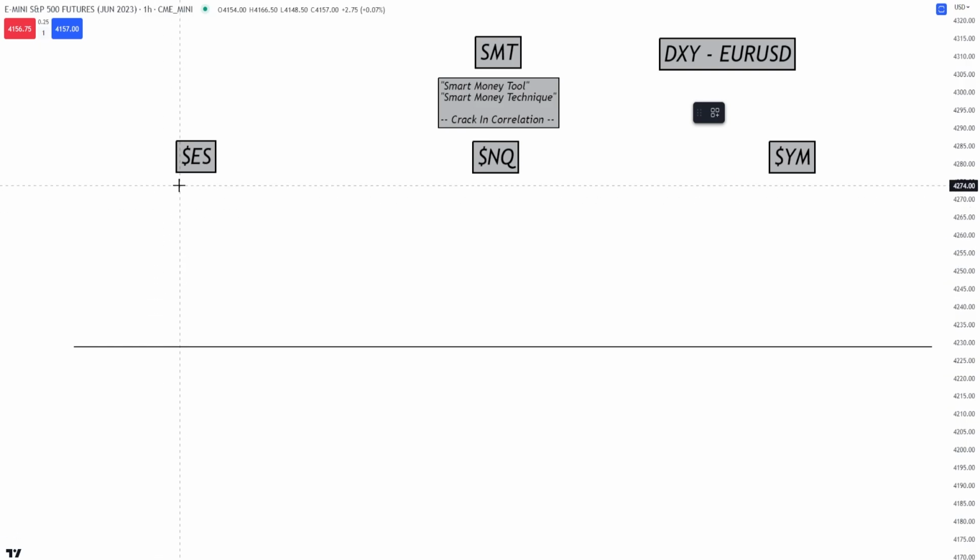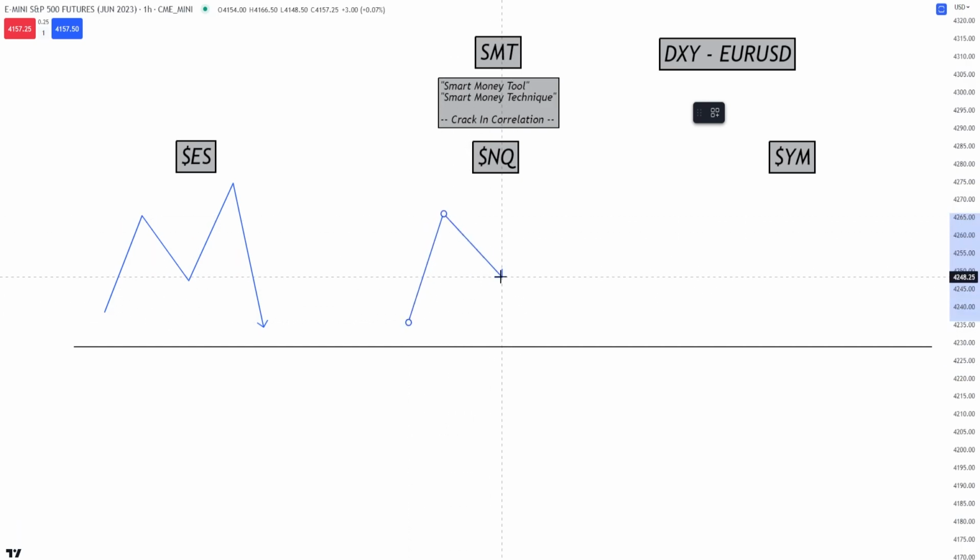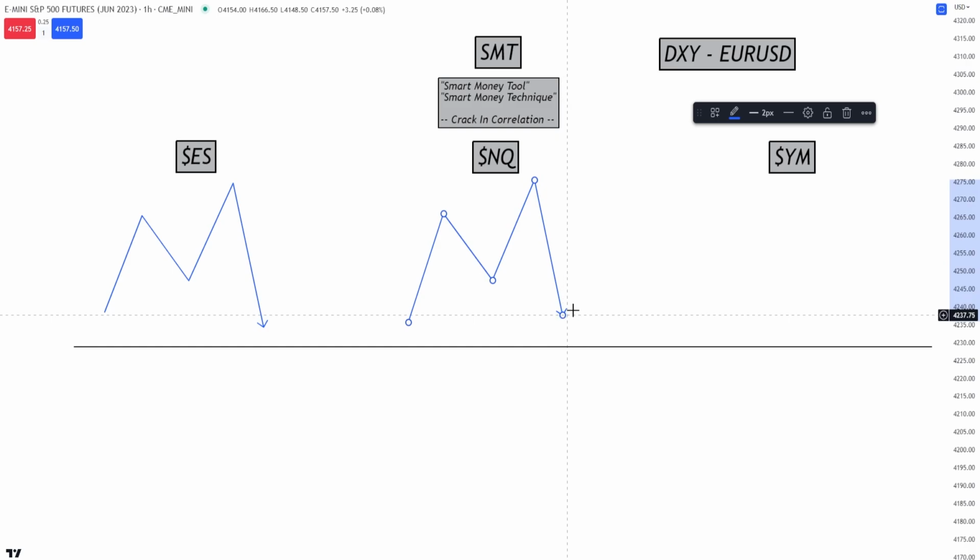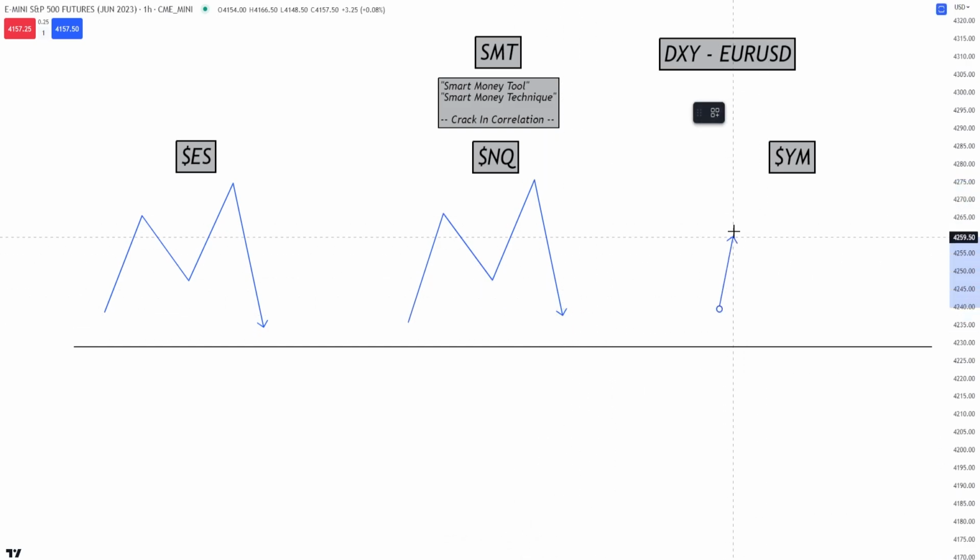So let's say we're looking for a bearish reversal on ES, right? And we have ES go up, and then it makes a higher high. And whilst it's doing that, NQ follows along. It also makes a higher high. But YM fails to make a higher high, right? So we have ES higher high, NQ higher high, and YM makes a lower high. So you can see that here.